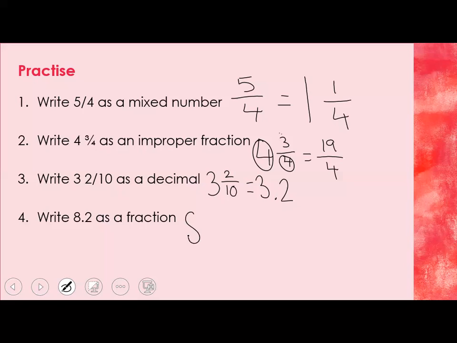Last, going back the other way now, I have 8.2, which I want to write as a fraction. So how many whole ones do I have? I have 8. And what do I have here? I've got 2 in the tenths column. So I have 8 and 2 tenths.